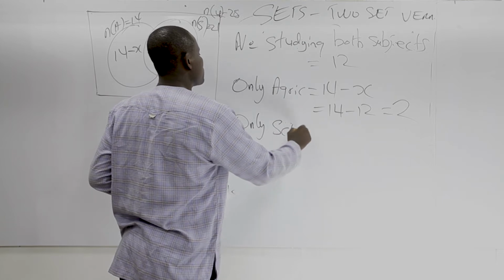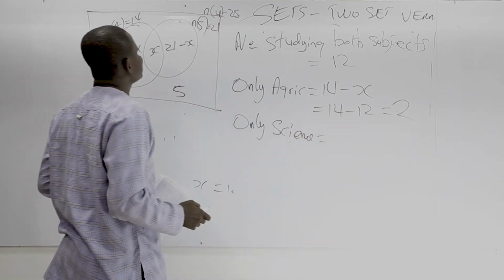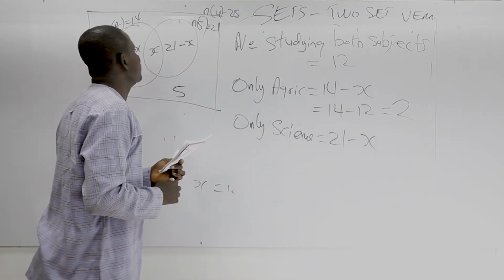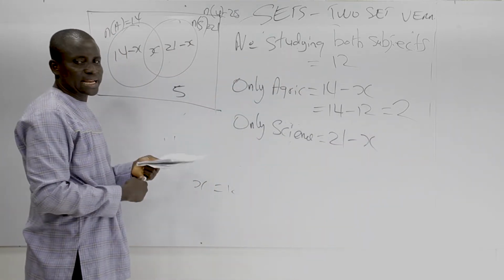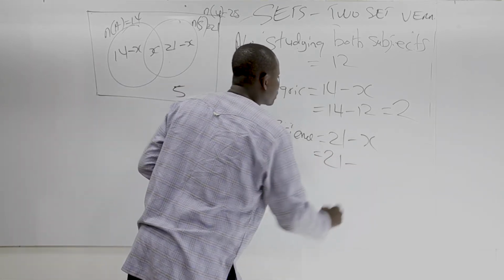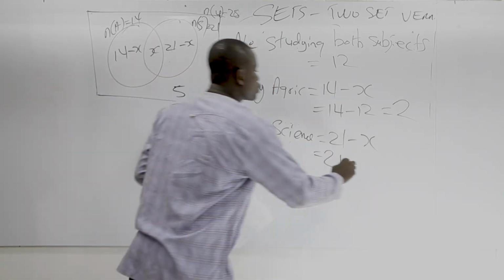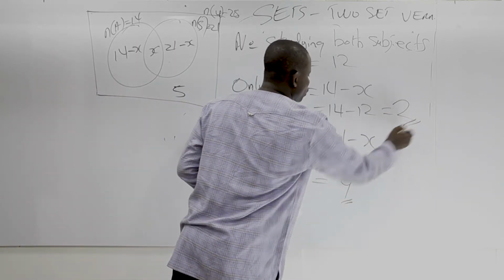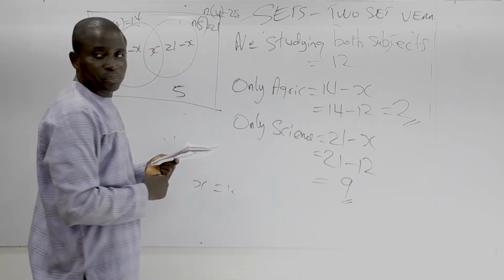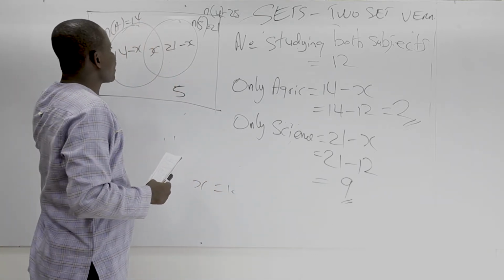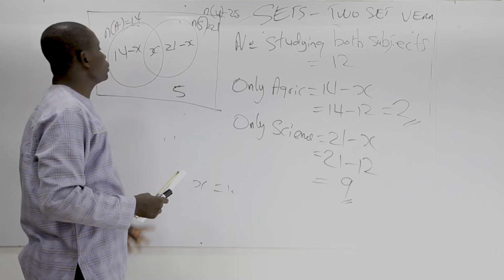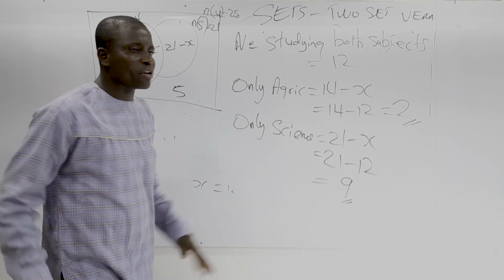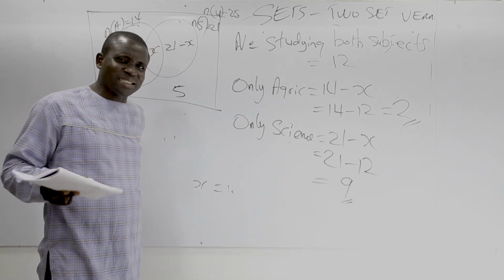Now, what about only science? Only science is 21 minus x. I hope you are following. This is the region for only science. So 21 minus, and what is our x? Our x is 12. So when you subtract, you get 9. So you can see that only agric is 2, and only science is 9. So if I ask you how many students offered only one subject, you should be able to tell me straight away that it is only agric and only science that constitute the people who offered one subject. I hope you're getting the point right.